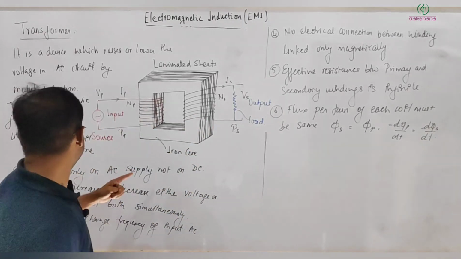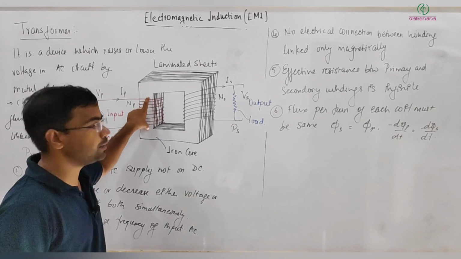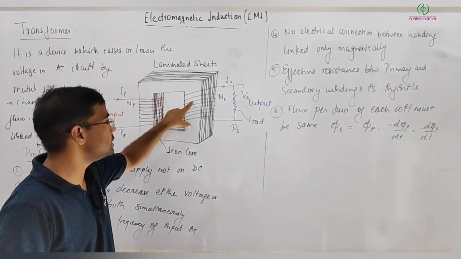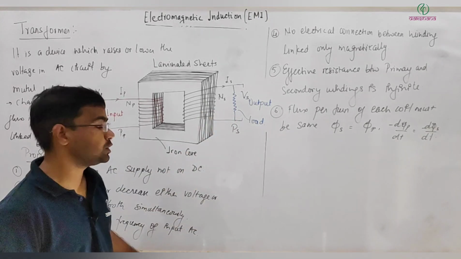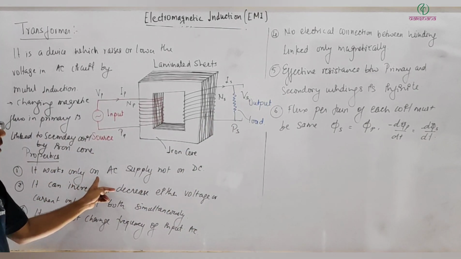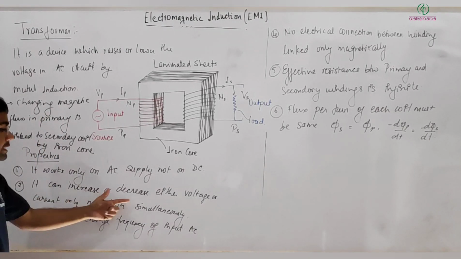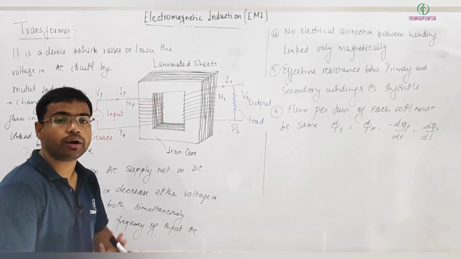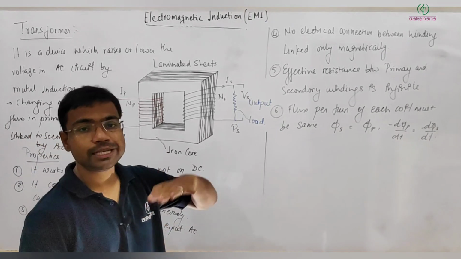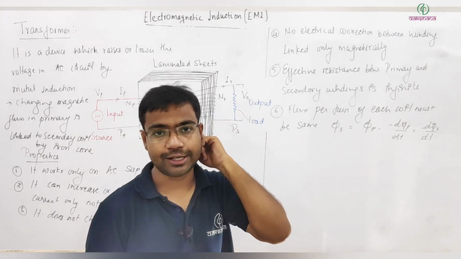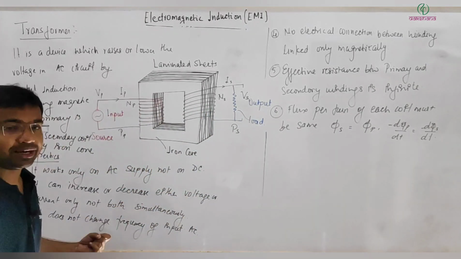Some properties of this. Listen: if a constant EMF is here, then what will happen? No changing flux will be linked to this, and then there will be no EMF induced in this circuit, or in the secondary circuit. That's why it works only on AC supplies, not DC supply. It can increase or decrease either voltage or current, but not both simultaneously. If it is increasing the voltage, then definitely it will reduce the current, so that power or energy remains conserved, because it's not generating energy.